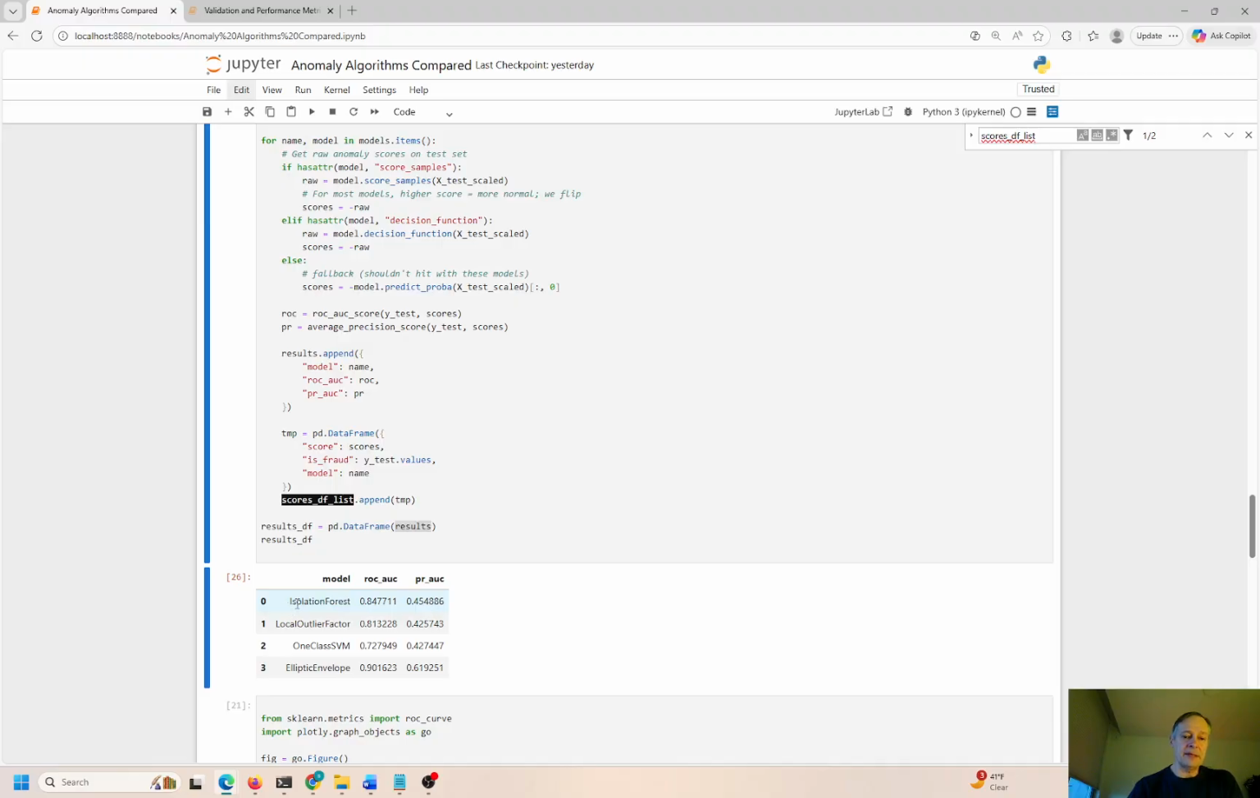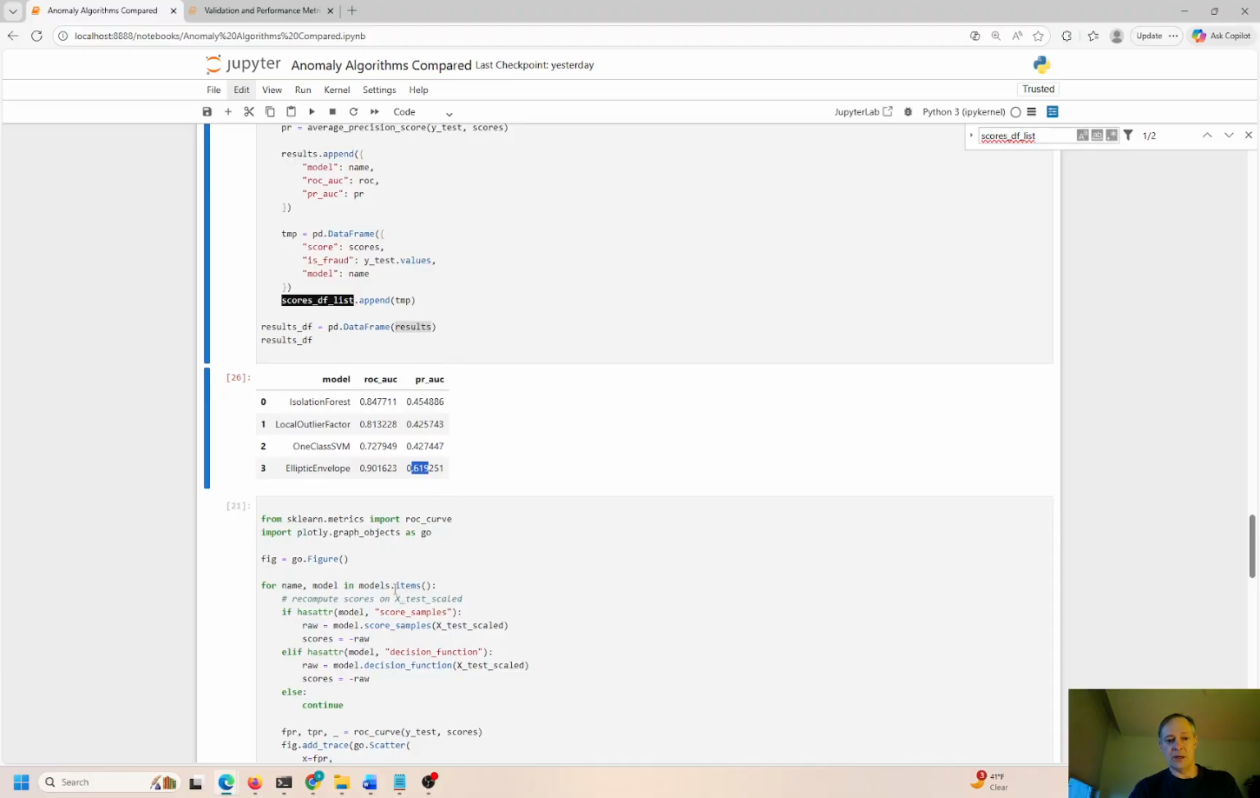And we can see right here, the IsolationForest has an area under the curve of 0.84, and the PR AUC is 0.45. This one's 0.81, so slightly less. This is the local outlier factor. This one's a little bit less, one class SVM. This is a little bit higher AUC. This and that is about the same. This one really underperforms the other two in terms of ROC and PR, but this elliptic envelope actually outperforms the IsolationForest and the local outlier factor, and it does so on both levels, right? The ROC AUC and the PR AUC.